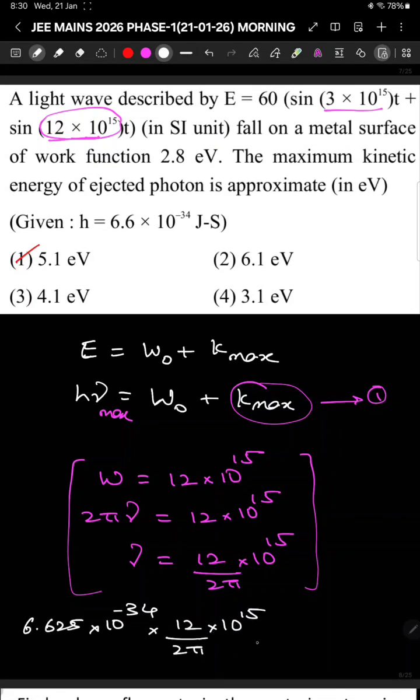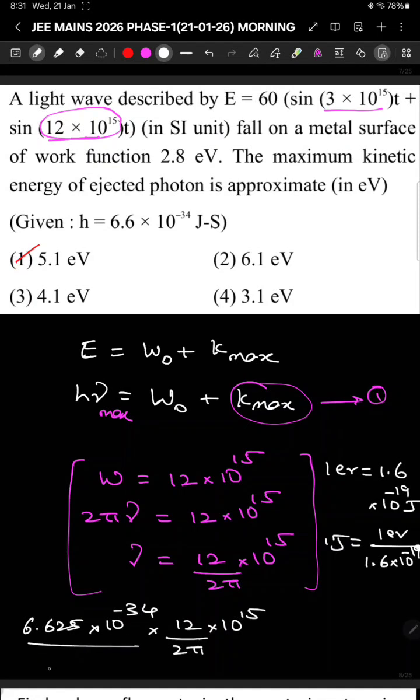But you will get the answer in terms of joules. We know 1 electron volt is 1.6 into 10 power minus 19 joules. So 1 joule becomes 1 electron volt by 1.6 into 10 power minus 19. Substitute this, so divide by 1.6 into 10 power minus 19 to convert joules into electron volts. You will get the answer in terms of electron volts.